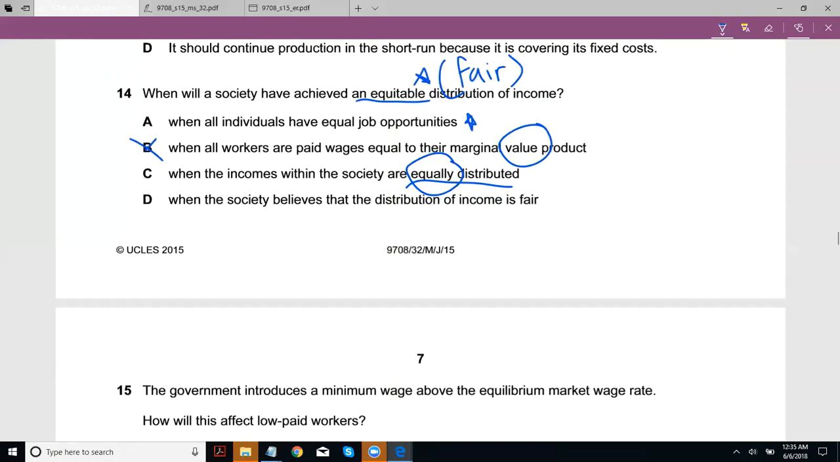Anyhow, let's cross A out. I think this should be correct, because equal job opportunities doesn't make a difference.